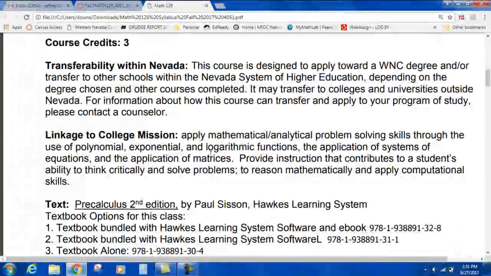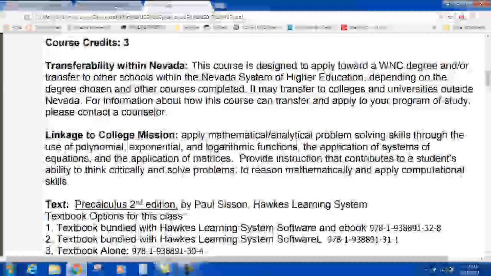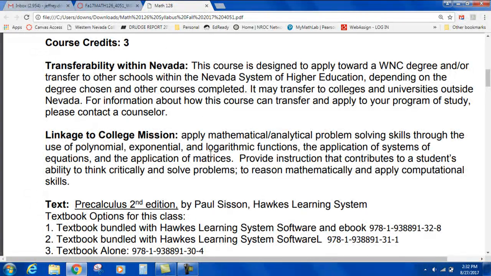Course credits: 3. Transferability within Nevada. This course is designed to apply toward a WNC degree and/or transfer to other schools within the Nevada system of higher education, depending on the degree chosen and other courses completed. It may transfer to colleges and universities outside Nevada. For information about how this course can transfer and apply to your program of study, please contact a counselor.